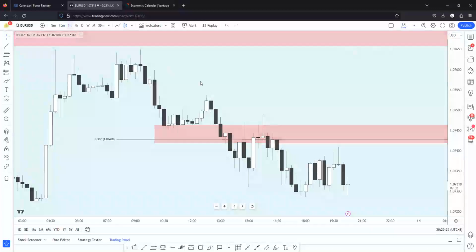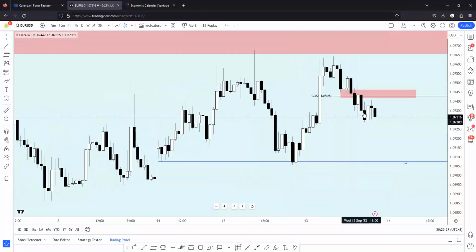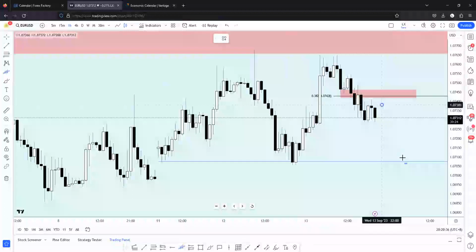Okay, so that's where we are right now in terms of euro dollar on the 1 hour. This is a potential resistance area we can look at, targeting this low that we have to the downside here. Okay, so this is on euro dollar.